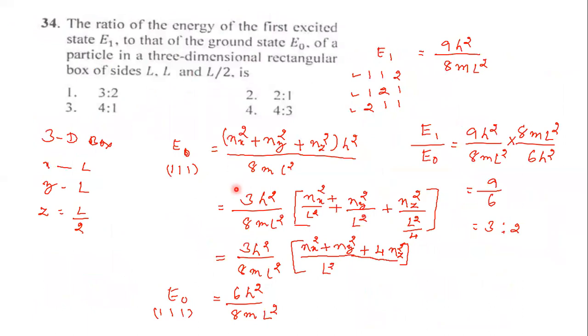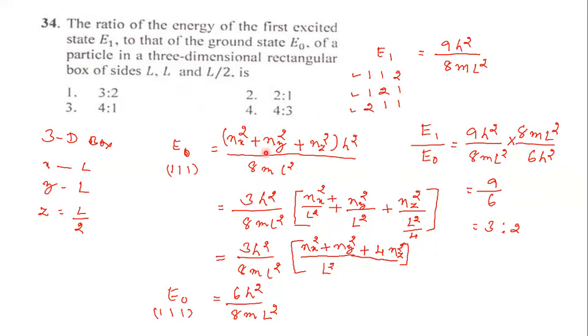And here is one more important question about the particle in a box system. The ratio of the energy of the first excited state E1 to that of the ground state of a particle in a three-dimensional regular box of sides L, L, and L by 2. Now we have a particle in a 3D box whose lengths are not the same in all three directions. The length of the box in the x direction is L, in the y direction also L, but in the z direction it is L by 2.